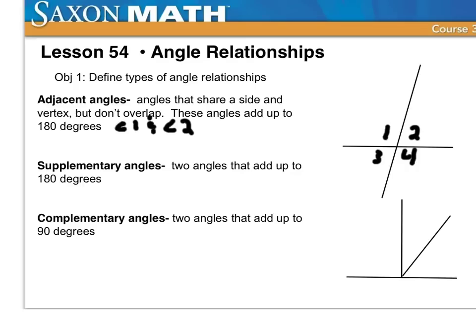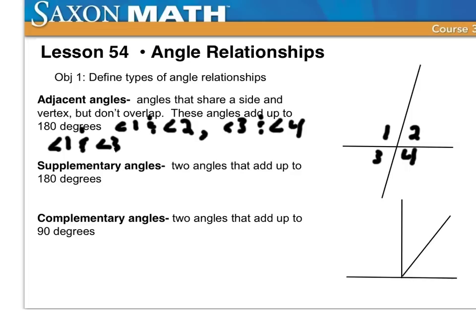Another set of adjacent angles that share a side and a vertex would be right here. Here's the side that's the same and this vertex, so angle 3 and angle 4 are adjacent. Adjacent is kind of like neighbors. They're right next to each other. Other ones share this side and this vertex. Angle 1 and angle 3 are adjacent to each other.